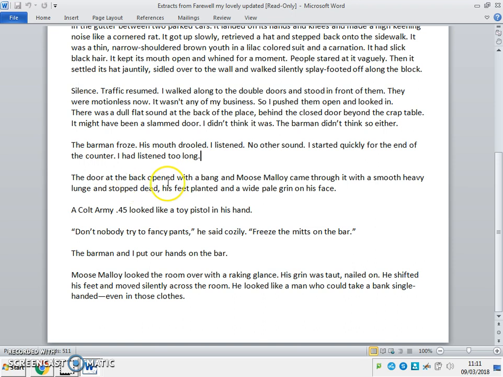And suddenly, out comes, with a bang, a gangster called Moose Malloy. And he's huge. He's looking a bit unhinged, with a wide pale grin on his face. And he's holding a gun, a Colt Army 45. He threatens them and tells them to put their hands on the bar. So the barman and the detective freeze. They're worried. They know he probably knows they witnessed his murder. And he's searching for something. It leaves on a bit of a cliffhanger that Moose Malloy is indeed the man in the crazy clothes. But he's very, very stressed and he's got a gun. And even if he didn't have a gun, he's capable of physically throwing someone out through a door. So it's all a bit scary.